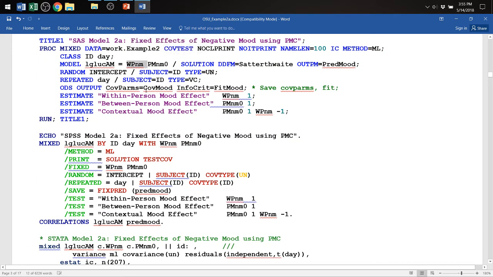I have my within effect at level 1. I have my between effect at level 2. If I want to know if those coefficients are significantly different from each other, I ask the software to subtract them. So when I say person mean has a coefficient of 1 and within person it's a negative 1, that's the same thing as asking it to do a subtraction.